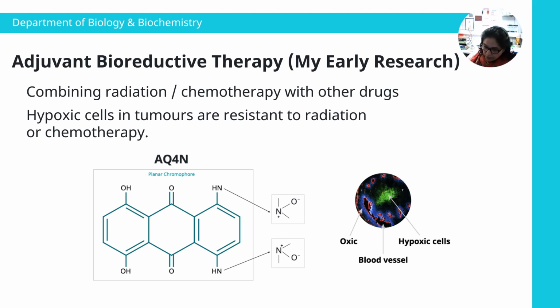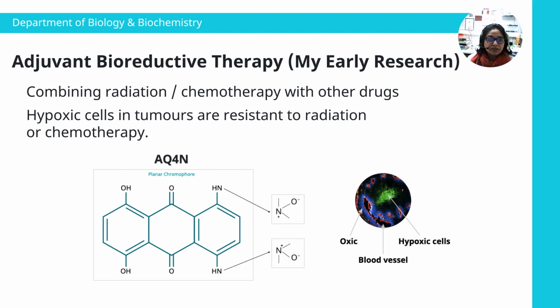And that was where my research came in. I was looking at an alkyl amino anthraquinone N oxide, or AQ4N for short. And that AQ4N is a bioreductive. So when you give it to a patient, what AQ4N does is if it encounters a hypoxic cell, it enters it and it gets converted to AQ4, and AQ4 is toxic to the cell.